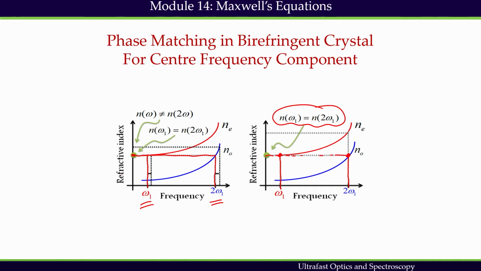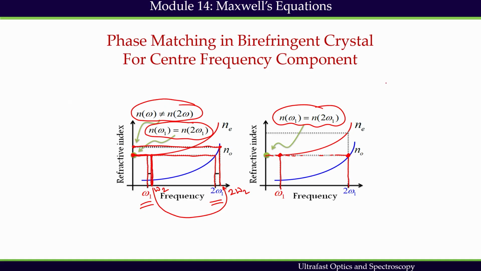But if I have other frequency components, for an example this frequency component having refractive index here, and corresponding, this I call omega 2, then this is 2 omega 2, at 2 omega 2 I have refractive index different, which means that at the center frequency component I can have phase matching, but other frequency components I may not have phase matching. And we have to remember that a pulse will exist only when all frequency components or many frequency components are present.